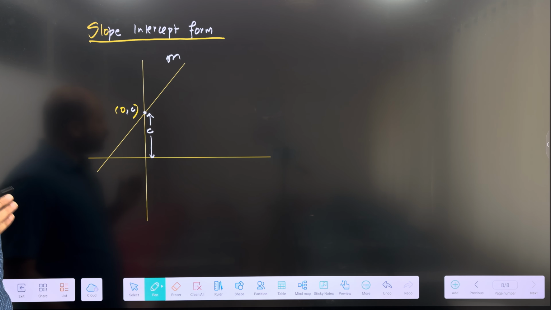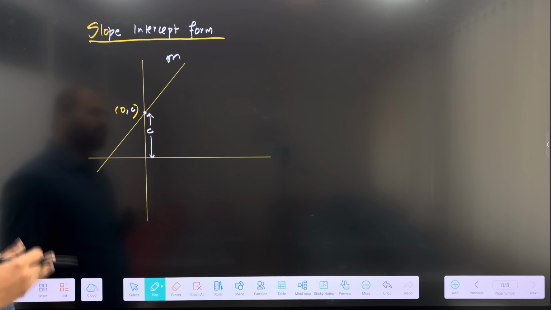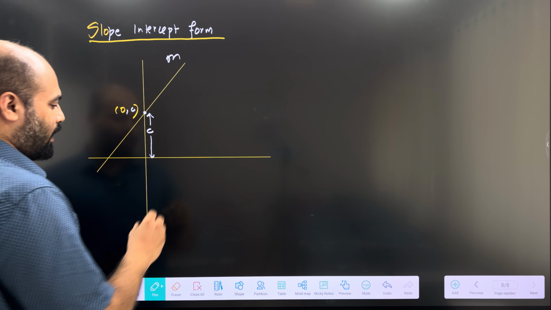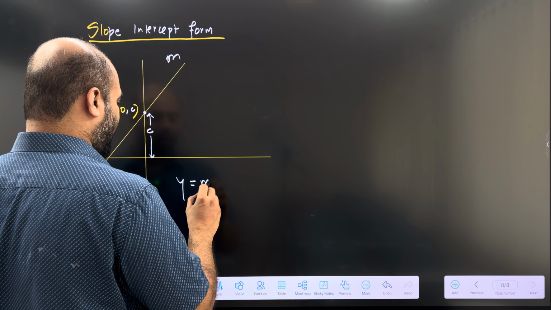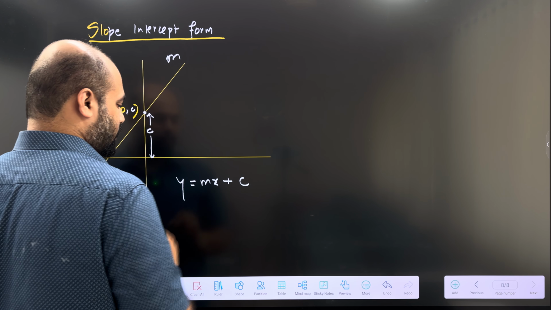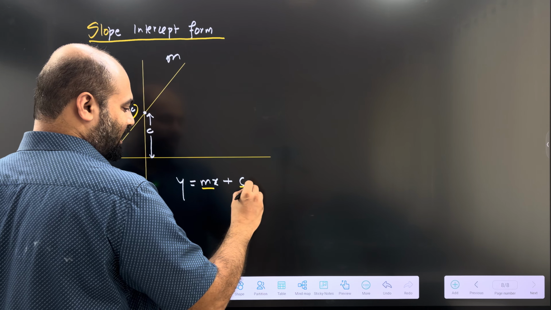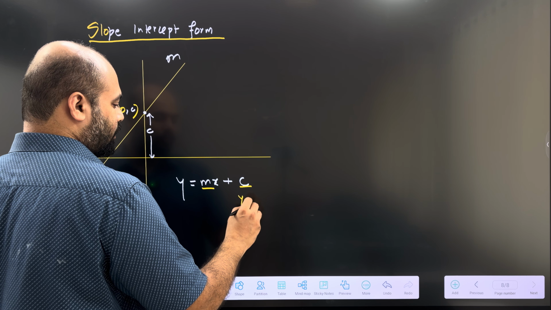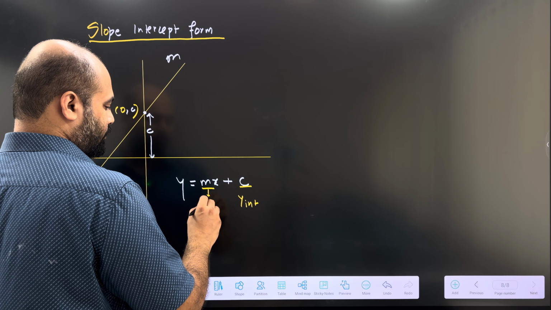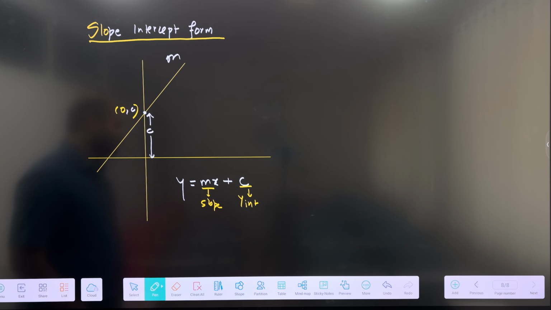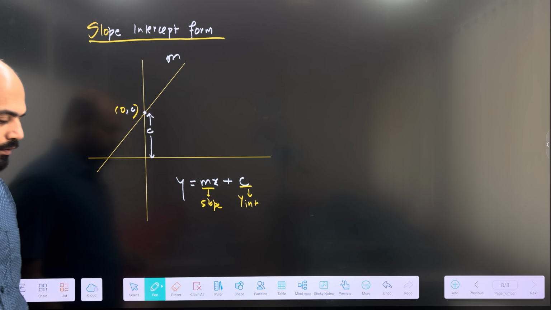Now, if we have these two pieces of information given over here, we can write the equation of this line as y is equal to mx plus c, where m gives the slope of this line and c tells us about the y-intercept. Two things mentioned. Let's take an example.